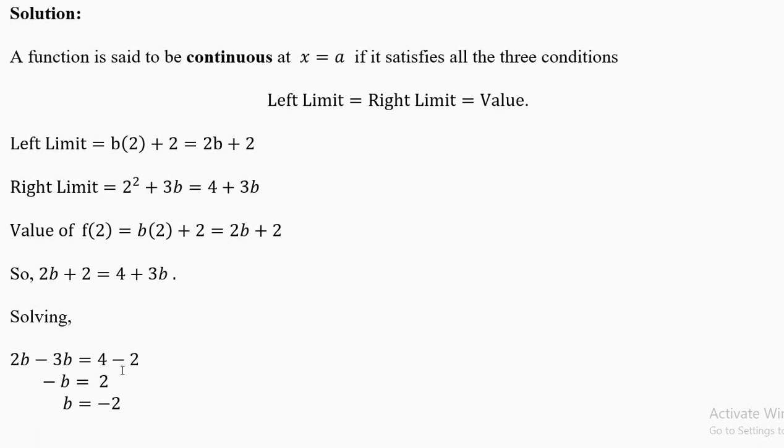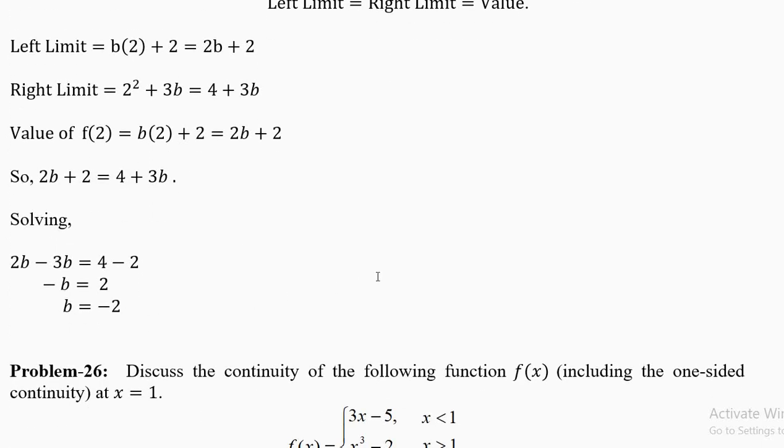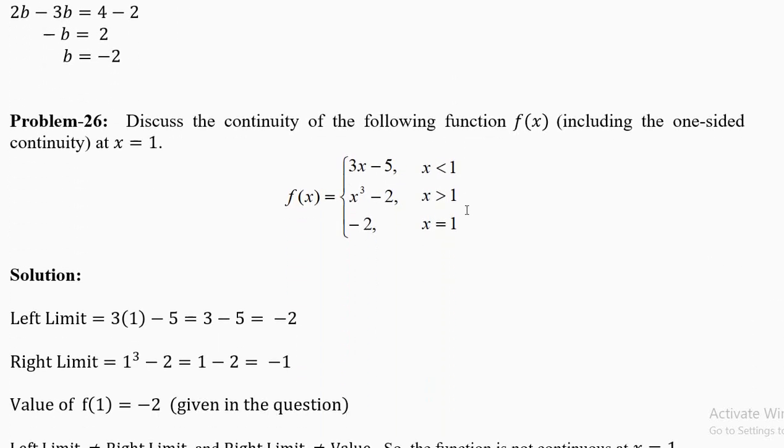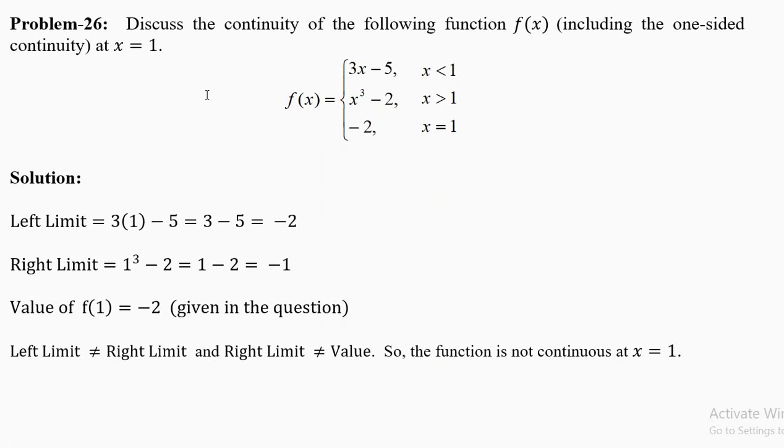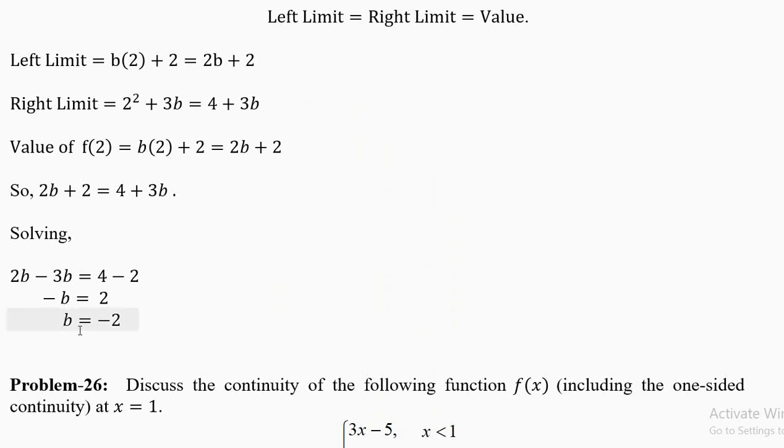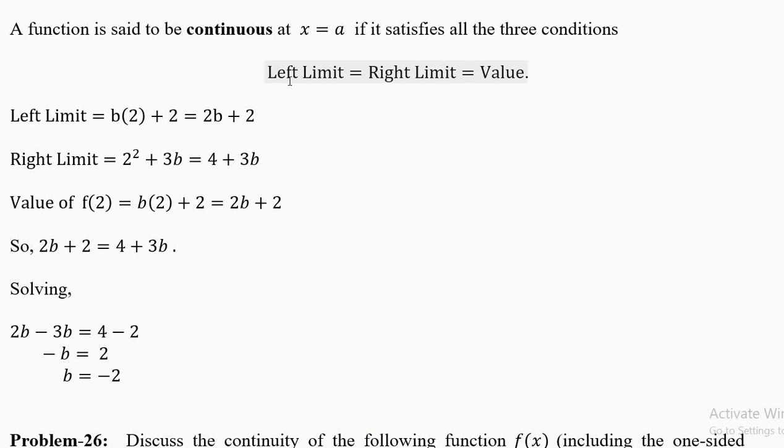So we solve for it. 2b plus 2, left limit equal to right limit, which is 4 plus 3b. Now take the 3b this side, 2b minus 3b equal to 4 minus 2. You solve this equation by whatever method, you will get b equal to minus 2. Just last question. This is the actual last question. Now discuss the continuity. So this function will be continuous only if b equal to minus 2. If you put any other answer for b, it will not be continuous. Any other number you can test. Because these three things should be equal together.